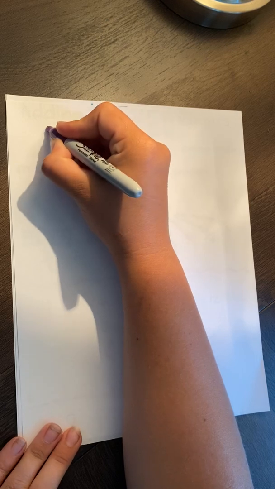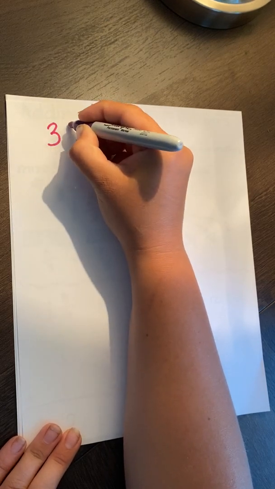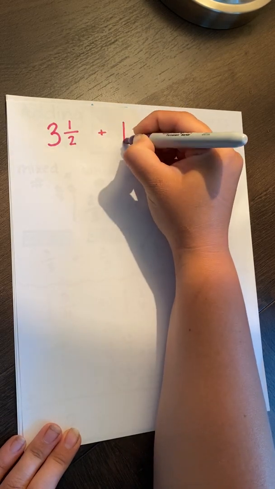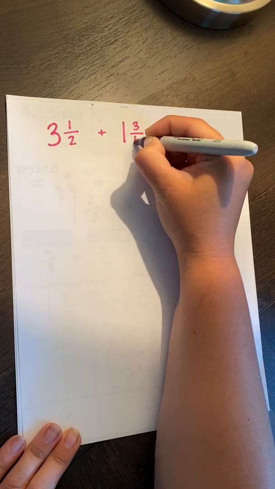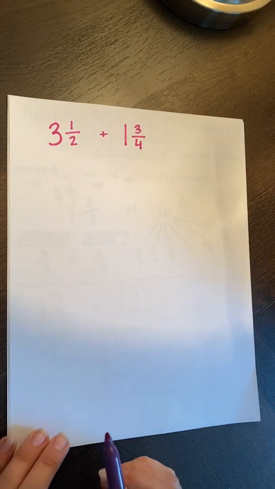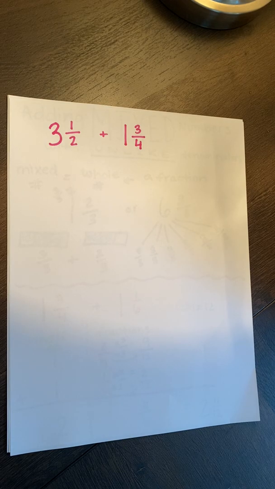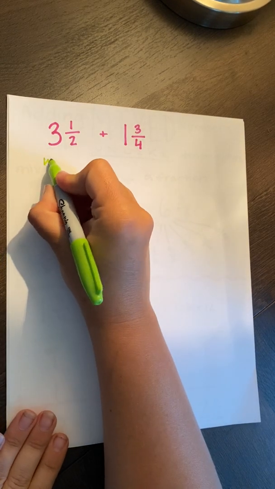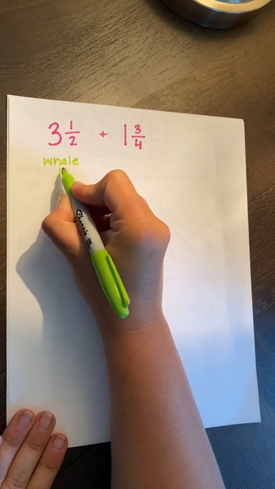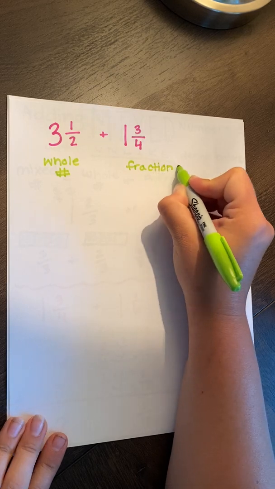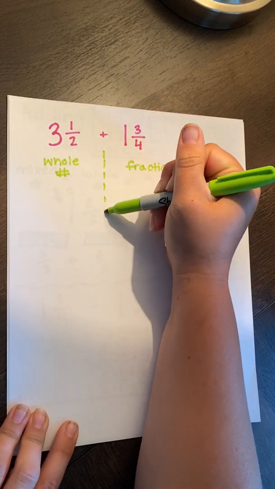Let's say we have the problem 3 and 1/2 plus 1 and 3/4. Two mixed numbers, different denominators. Again, I'm going to line that up with my whole numbers and fractions, and this is going to be the basis of how we do subtraction as well. So that's not going to change.